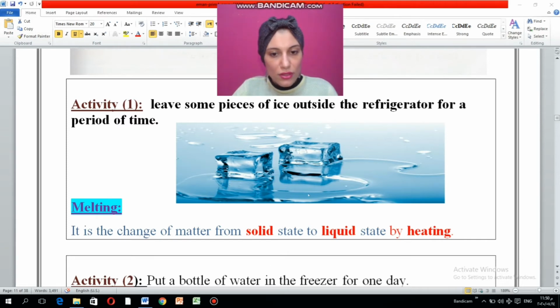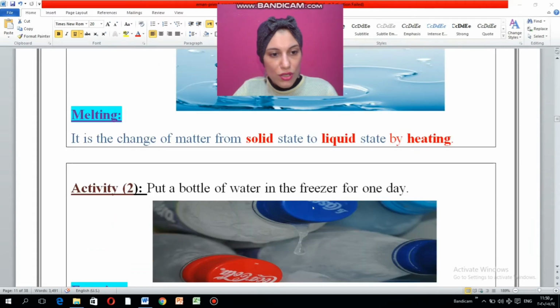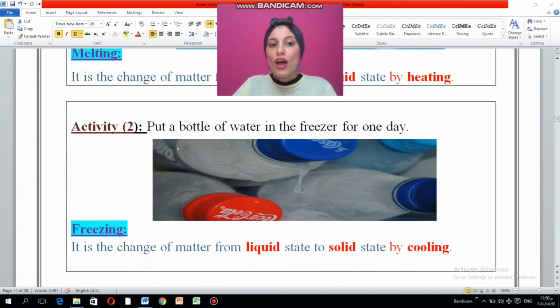خلينا بقى ناخد another change، نعمل activity تاني ونشوف. Put a bottle of water in the freezer for 1 day. يعني هنجيب bottle، هنجيب ازازة تقدر تعملها في البيت، تجيب ازازة تحط فيها مية. Put a bottle of water in what? In the freezer. هنحطها فين؟ في الفريزر for 1 day، ونام واصحى وشوف ايه اللي هيحصل لها. هيحصل لها ايه؟ تتحول لايس، لتلج. يبقى هي كانت ايه الاول؟ هي كانت liquid، اتحولت لsolid.